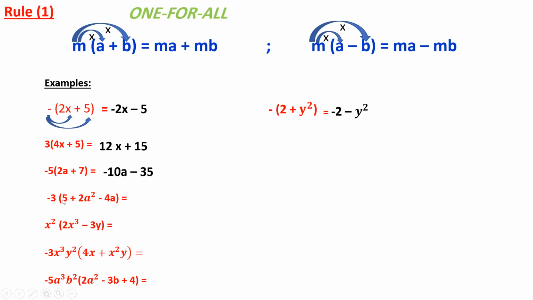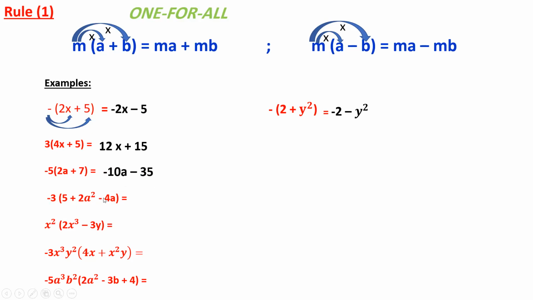Now what we have inside the parentheses is multiplied by negative 3. Negative 3 times 5: negative times positive is negative. 3 times 5 is 15. So the answer is negative 15. Now we multiply negative 3 by positive 2a squared. Negative times positive is negative. 3 times 2 is 6. And we keep the variable a squared as it is.